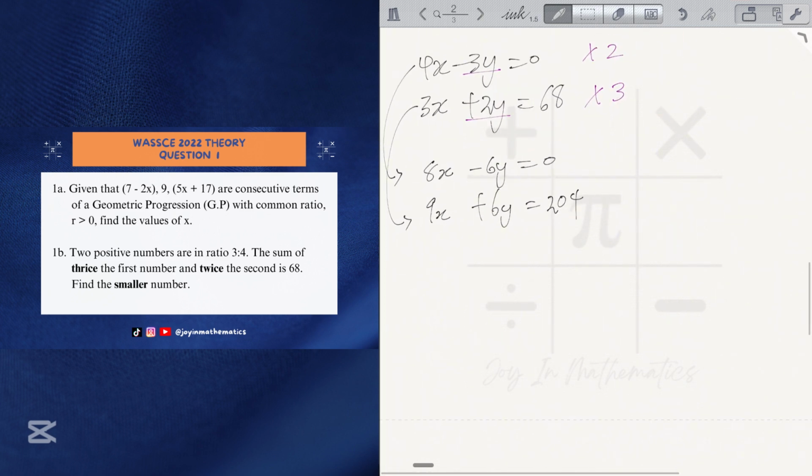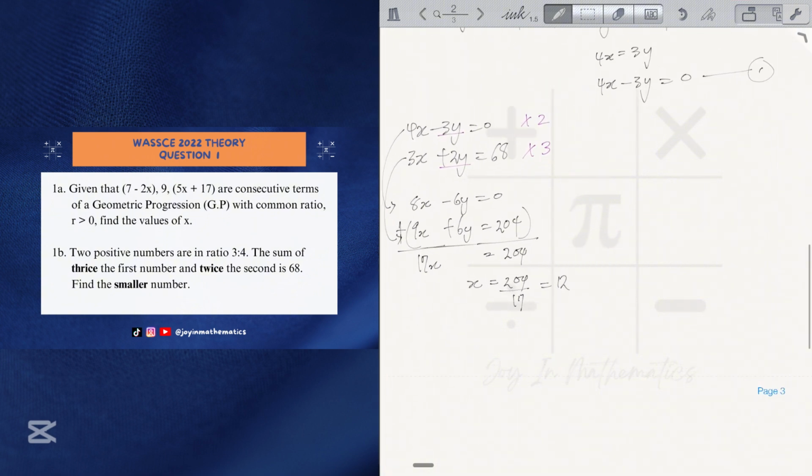So now, once we have this, we can add the two expressions together. So let's add these two together, and adding 8 plus 9, we will have 17x. Adding 6y and minus 6y is equal to 0, and adding 0 and 204, we will have 204. So we can find the value of x, and x is equal to 204 divided by 17, which is equal to 12. Now, if x is equal to 12, what is y?